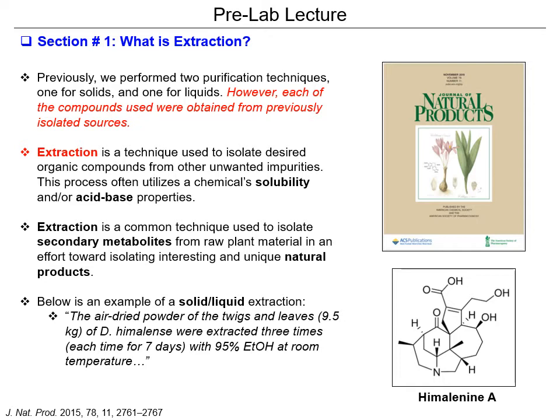Extraction is a common technique used to isolate secondary metabolites from raw plant material in an effort towards isolating interesting and unique natural products. Pictured to the right is an example of a molecule that, despite its complex structure, was able to be extracted from a plant using the common solvent ethanol.